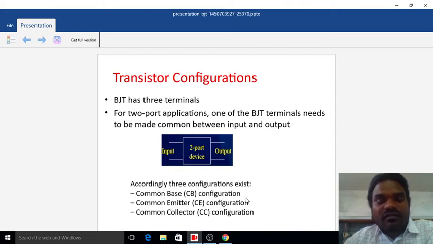Common emitter configuration means the emitter must be common for the base and the collector, and it must be connected to the ground, so it is named grounded emitter configuration, and it is also named CE configuration.